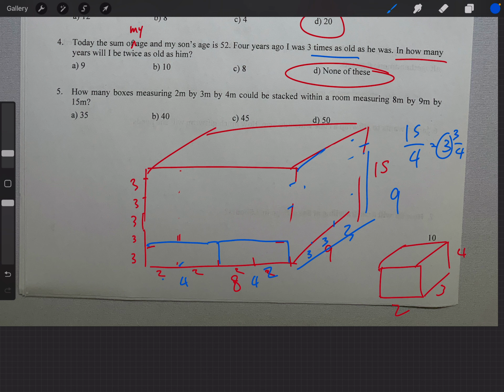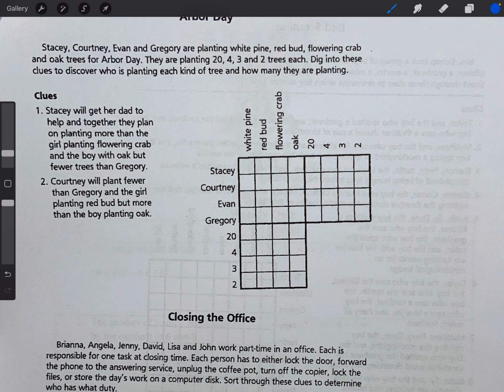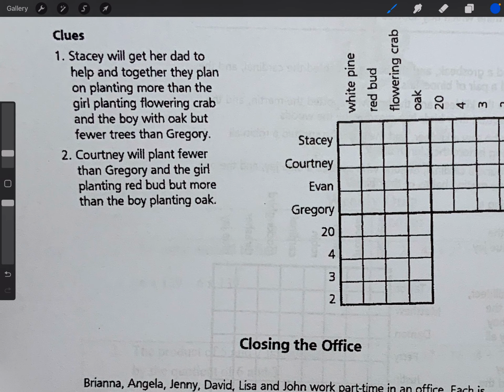Stacy, Courtney, Evan, and Gregory are planting white pines, red buds, flowering crab, and oak tree for Arbor Day. They're planting 24, 3, and 2 trees each. Dig into these clues to discover. Stacy will get her dad to help, and together they plan on planting more than the girl planting... So they're talking about girls and boys again.